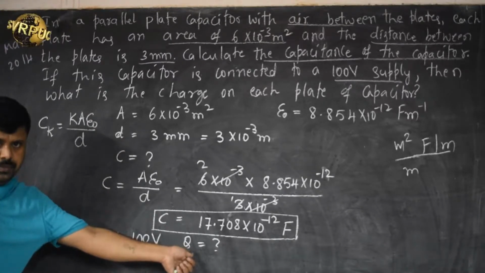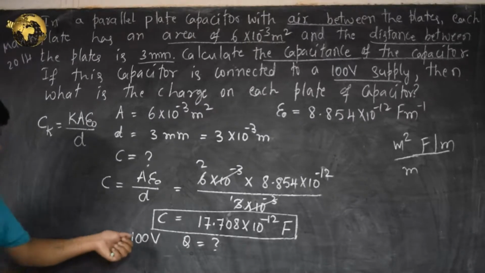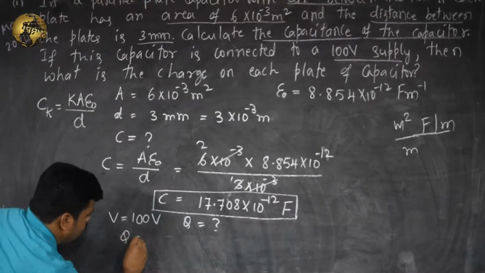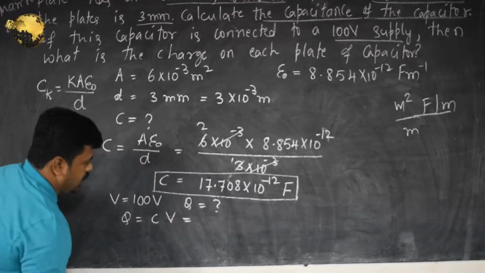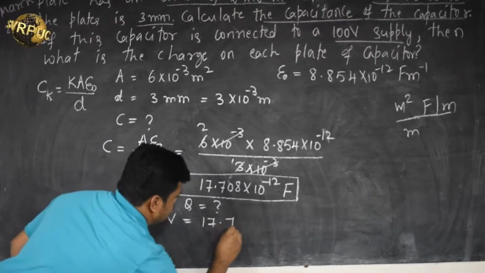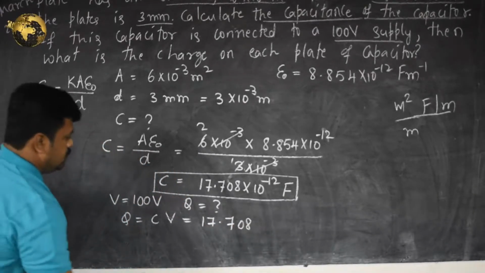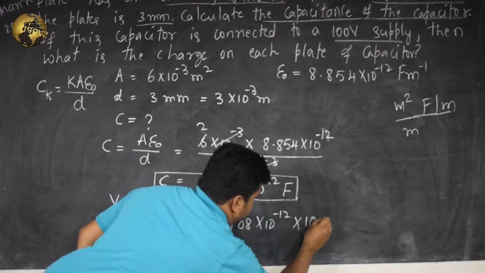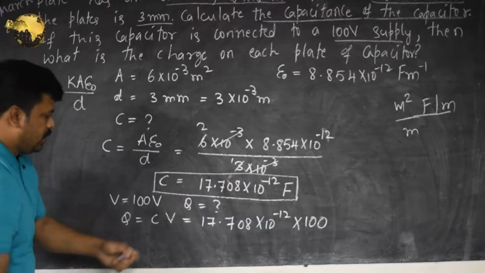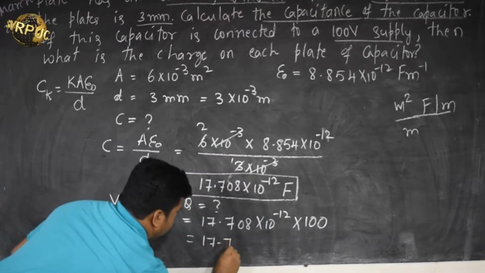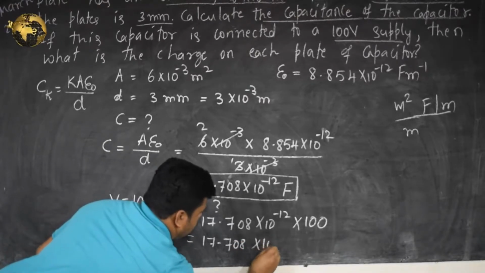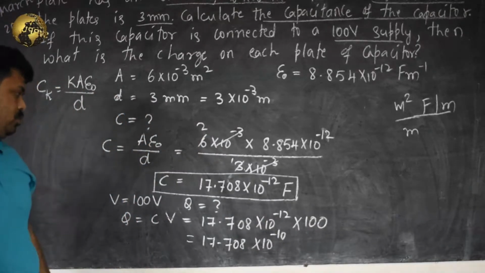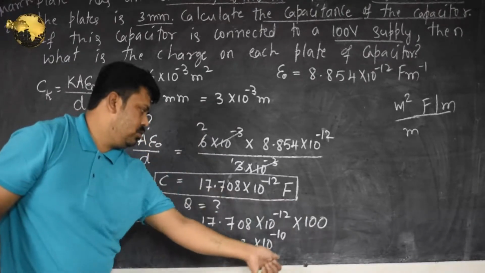What is the relation between Q, V and C? It's very simple. Q is equal to CV. So C is 17.708 into 10 to the power minus 12 into 100. So I can write it as 17.708 into 10 to the power minus 10, because 100 can be written as 10 to the power 2, so minus 12 plus 2 will be minus 10.